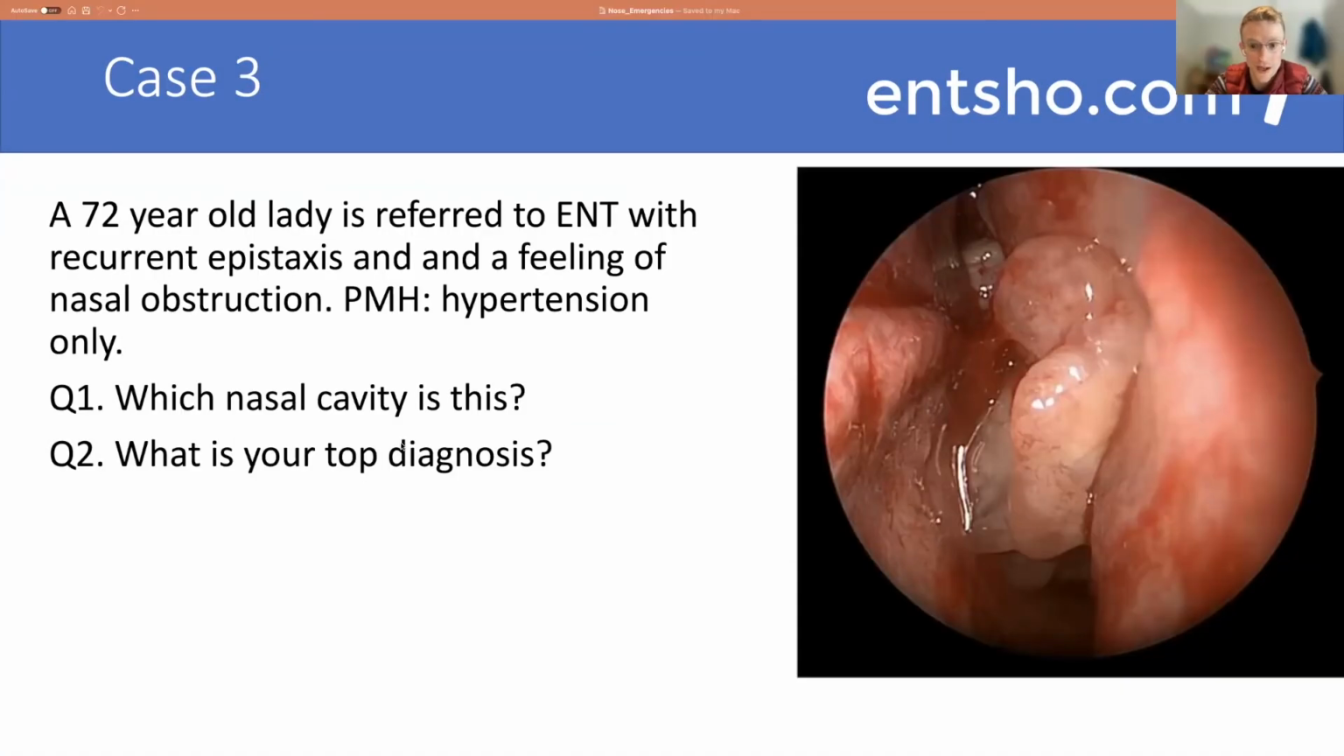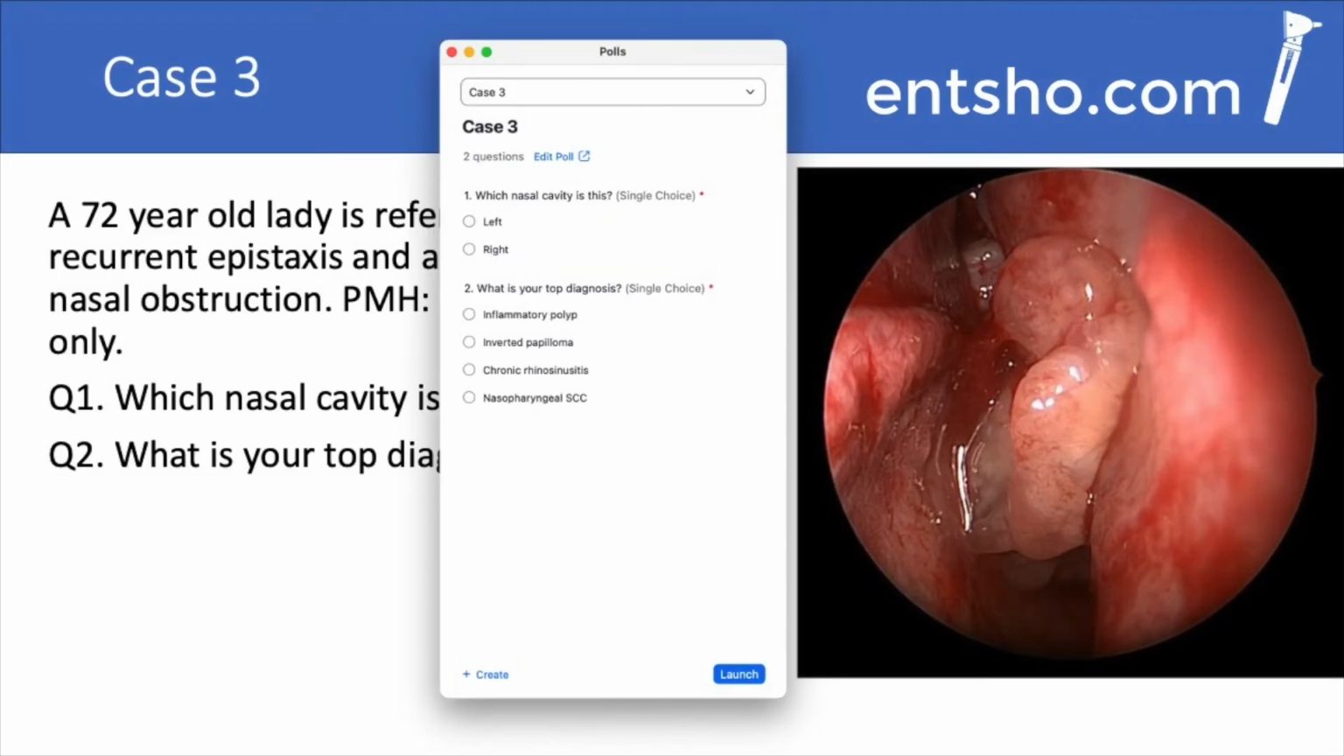So this time we have a 72-year-old lady who's been referred to ENT with recurrent epistaxis and a feeling of nasal obstruction. She's got past medical history of hypertension, and you've had a look in her nose, and this is what you can see. So again, you're going to have about a minute, so about 45 seconds from now.